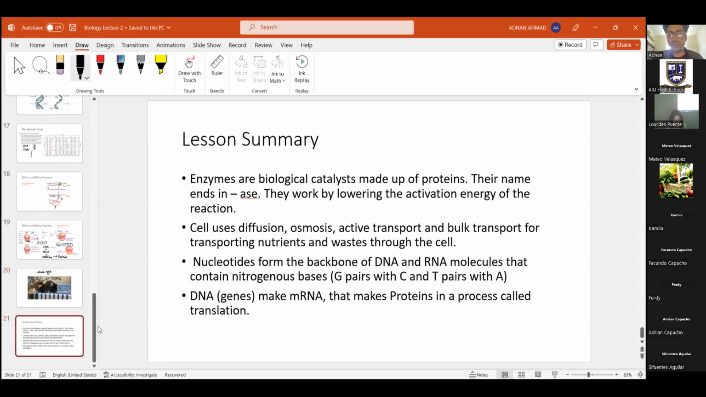So now let us summarize what we learned today. Enzymes are biological catalysts made up of proteins. Their names end in ASE. They work by lowering the activation energy of the reaction. Then we saw cellular transport. Cells use diffusion, osmosis, active transport, and bulk transport for transporting nutrients and wastes through the cell. Then we learned that nucleotides form the backbone of DNA and RNA molecules that contain nitrogenous bases. Always remember G pairs with C and T pairs with A. And at the end, we saw that DNA, the genes, make messenger RNA that makes proteins in a process called translation.